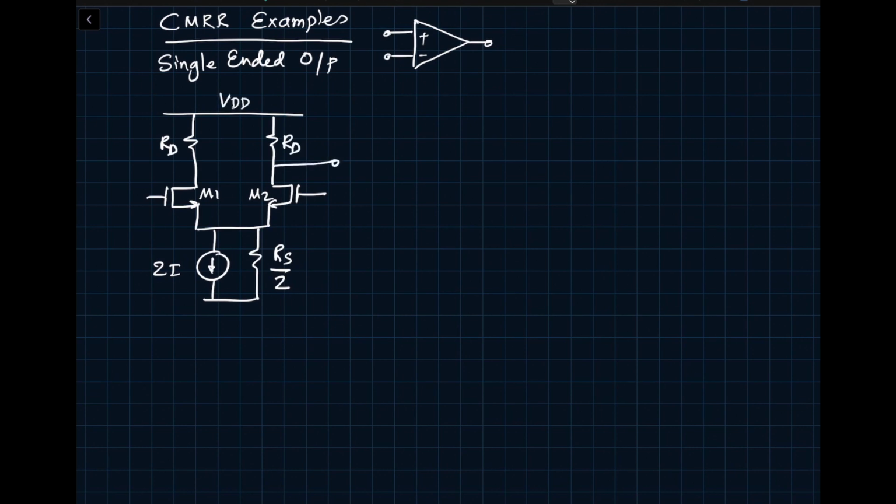And let's say that I'm only looking at one output right here, VO. If this is my output, then obviously this input is VIN now, and this is VIP. We are only looking at one output. So what is ADM in this case, the differential mode gain? If I'm looking at two outputs, then the differential mode gain was gmRD. But since I'm only looking at one output, the differential gain will be gmRD divided by 2. Why this factor of 2? You should convince yourself.